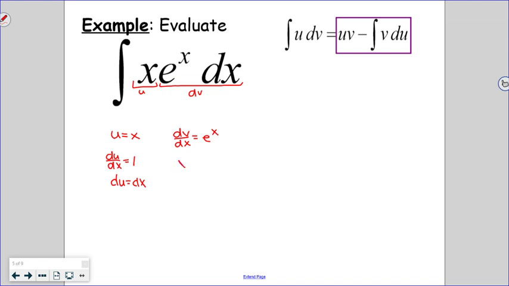Over here, we want to figure out the antiderivative of e to the x. And what is the antiderivative of e to the x? E to the x. Okay. And then again, putting those into our formula.